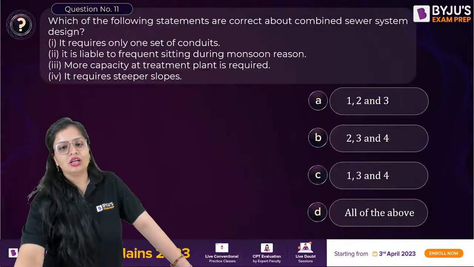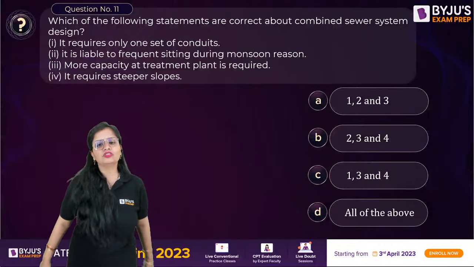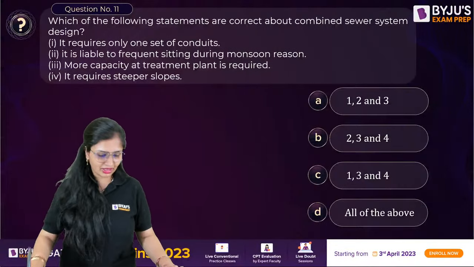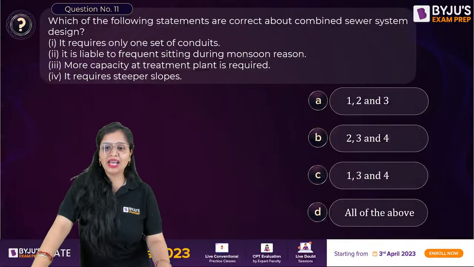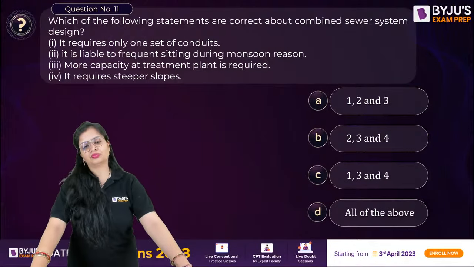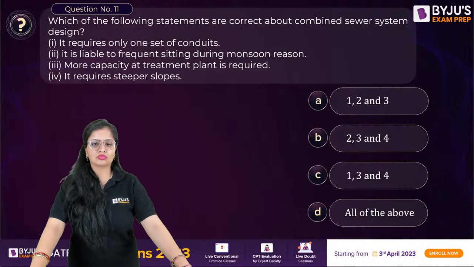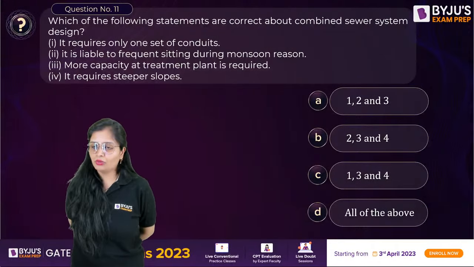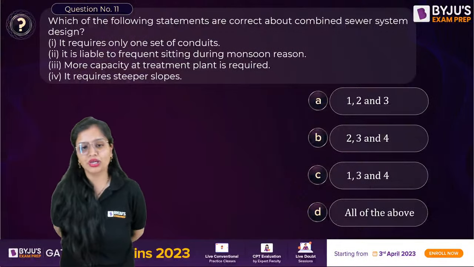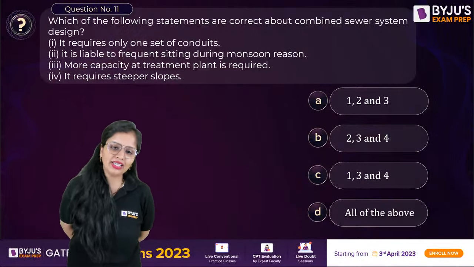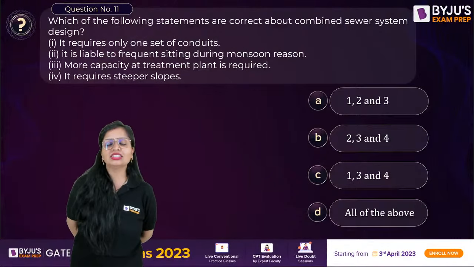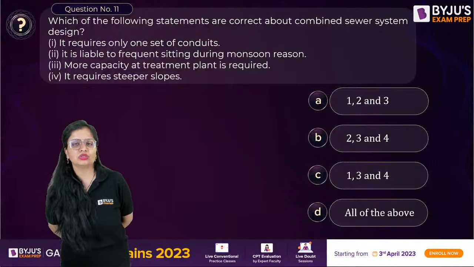Now, coming to this one. Which of the following statements are correct about combined sewer system? This is the last question, come on guys, be fast. Whenever these statement-wise questions are concerned, I want the answer from you guys. When you talk about combined sewer system, it requires one set of conduit. Conduit is pipe, of course.